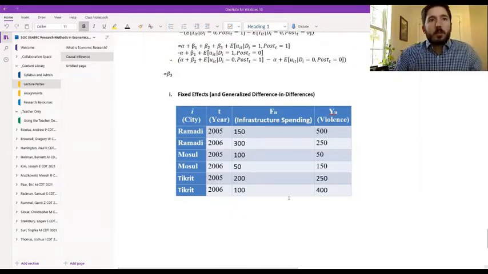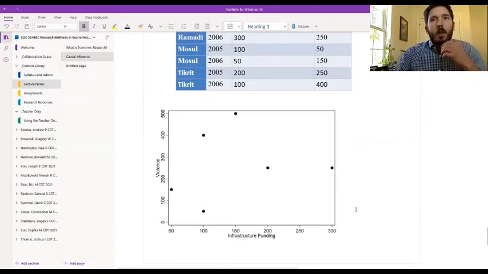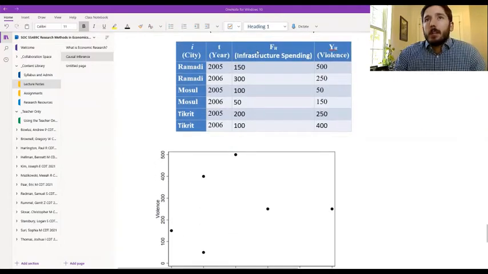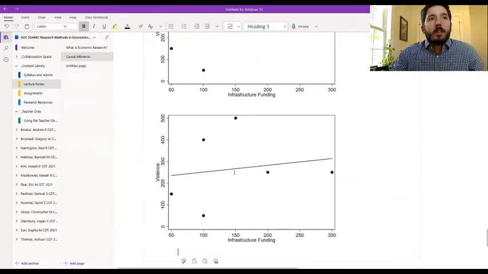So if I were to just graph this data and take a look at it, it might look something like this, right? And then if I were to just run a regression where I've got infrastructure funding as the independent variable and violence as the dependent variable, right? Essentially fitting this line, it would look something like this, right? We'd end up with an estimate that the effect of infrastructure funding is to actually increase violence.